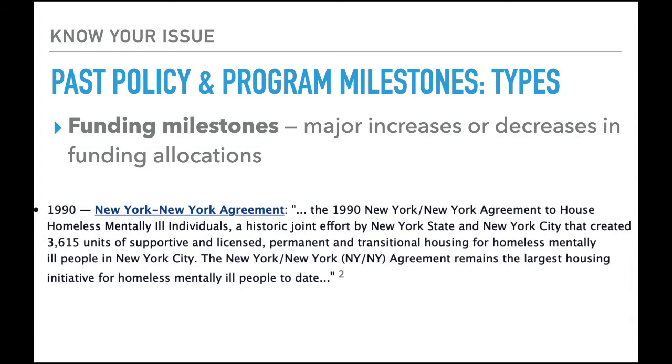The second category is a funding milestone. Major increases or decreases. This is what I meant, as I said earlier. I'll just give you an example. There's a proposal right now to triple the size of the AmeriCorps program. It wouldn't be a new piece of legislation. It'd be a major increase in the budget that also may include an amendment to the legislation to shift the program in some way.